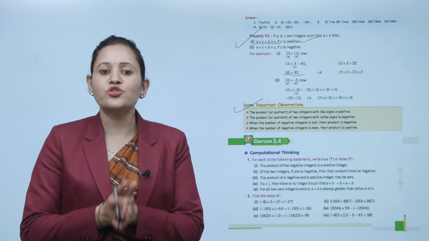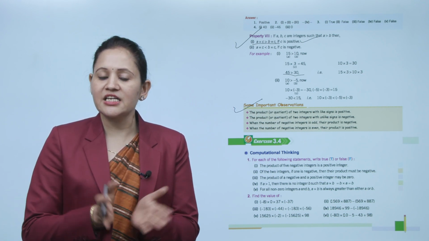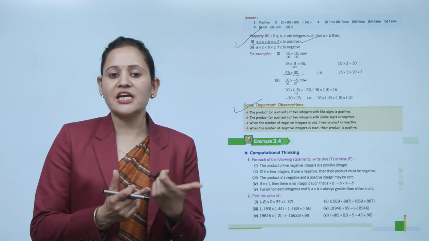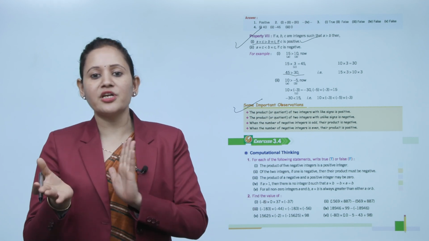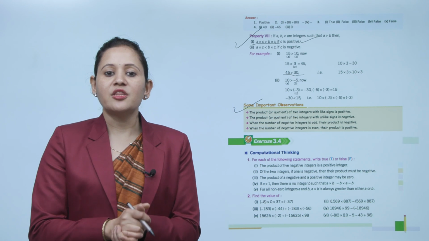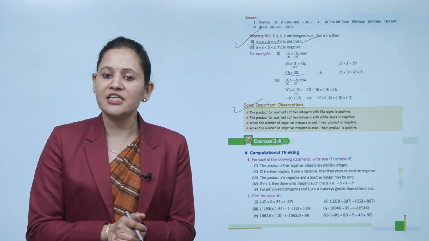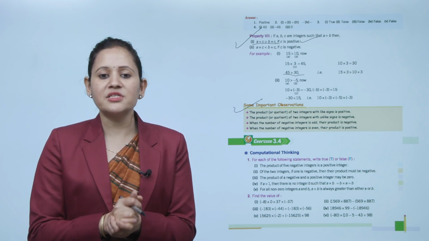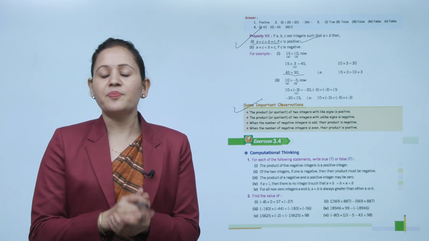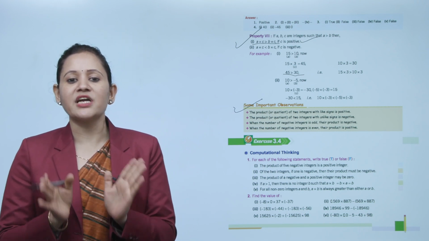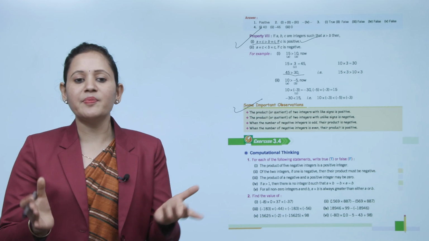Next, some important observations. The product of two integers with like sign is positive. अगर दोनों like sign हैं, means एक जैसे, both are positive or both are negative, the product will be positive. The product of two integers with unlike sign is negative. When the number of negative integers is odd, the product is negative. When the number of negative integers is even, their product will be positive.